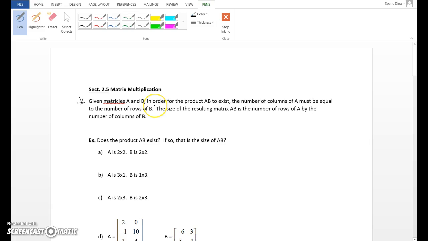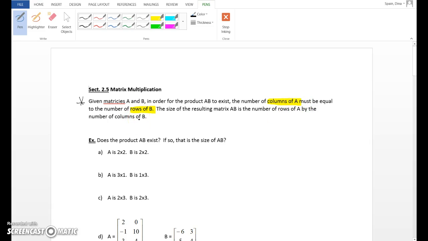Given two matrices A and B, in order for the product AB to exist, the number of columns of A must be equal to the number of rows of B. And as we go through the examples, I'll show you an easy way to figure that out. And then the size of the resulting matrix AB is going to be, you take the rows from A and then the columns from B.